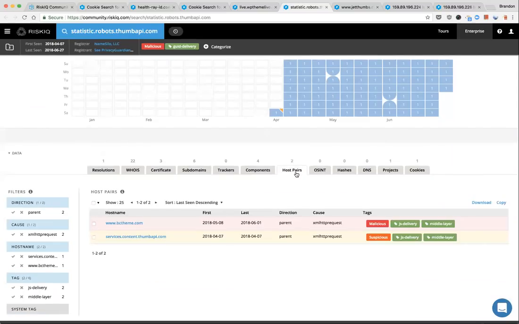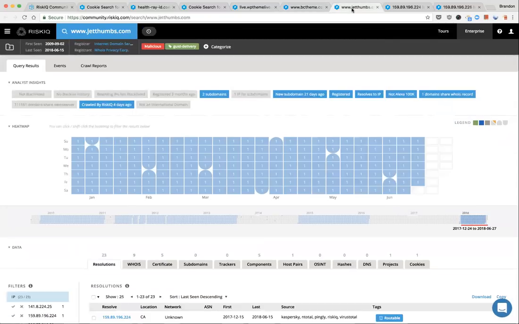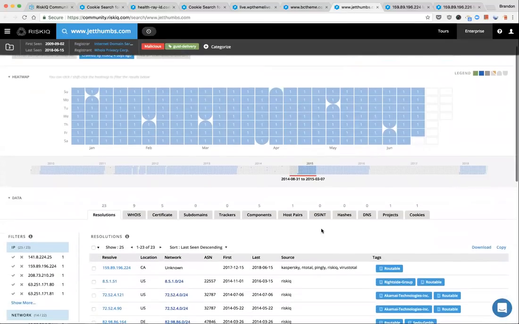If we go over to host pairs, we can see reference to this services.content.thumbapi.com, which is worth probing further. And then we could also see this new one where, again, parent AJAX request of bctheme.com. And I'm going to click into that one because I know that that guy is bad. Finally, we'll go over to the JetThumbs infrastructure.